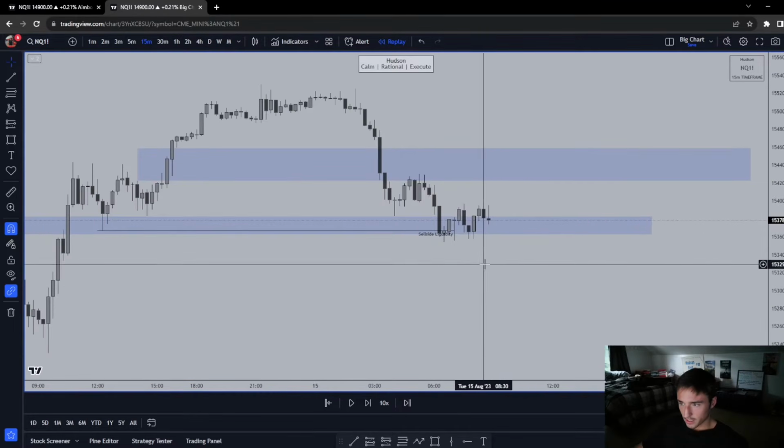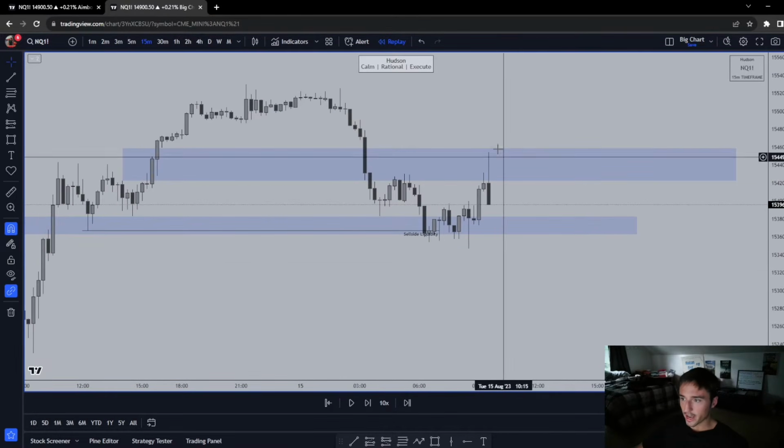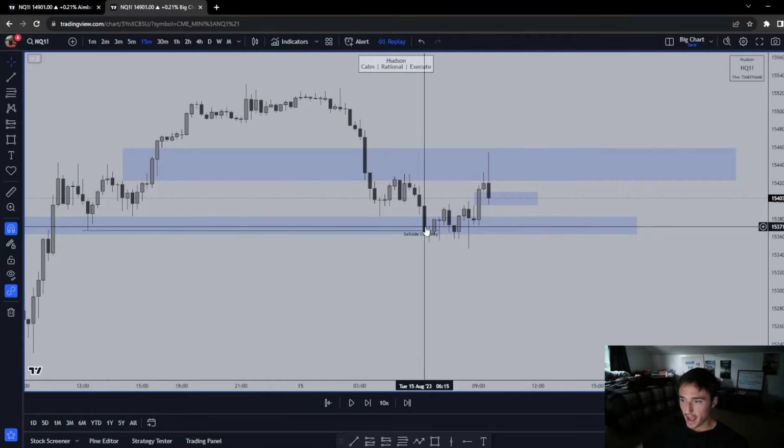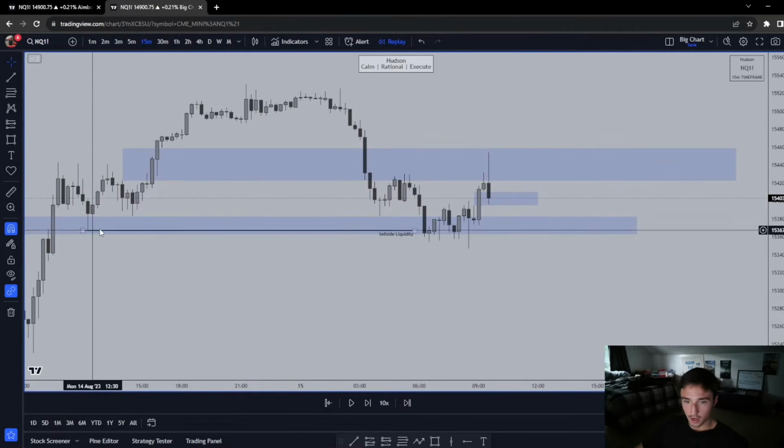So let's go up a little. Okay, here we are. So 9:30 opens. We have this bullish fair value gap, right? We just respected an hourly fair value gap, taking out hourly internal liquidity.